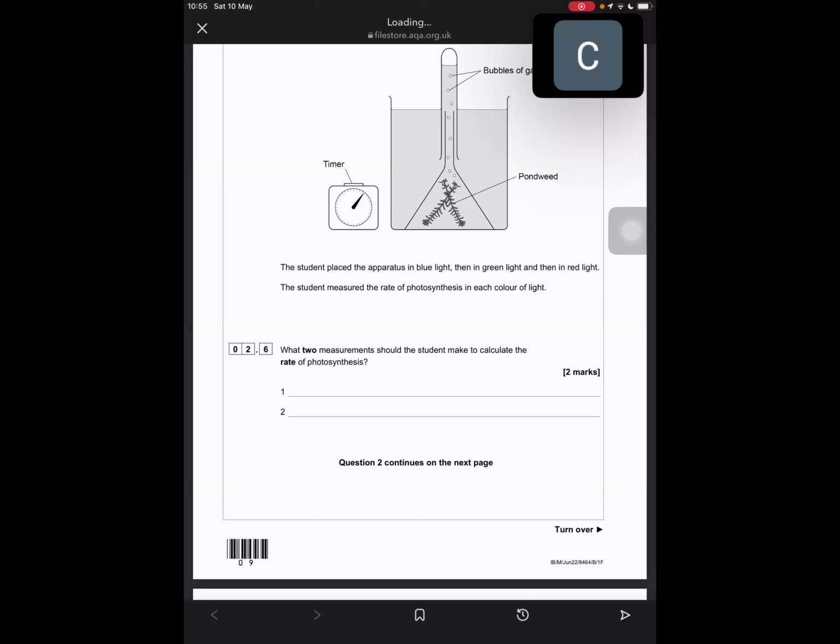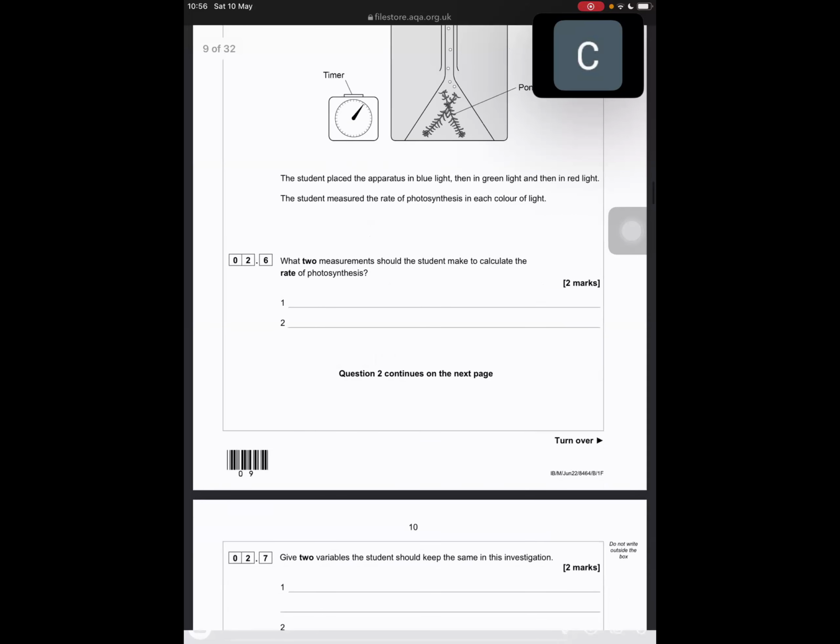Temperature of water, light intensity, distance of light from pondweed. The distance of the light from the conduit. Light intensity, distance of light from the conduit, and temperature of the water. Okay, perfect. So let's move on.